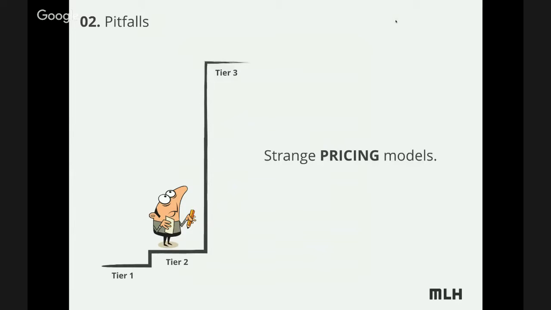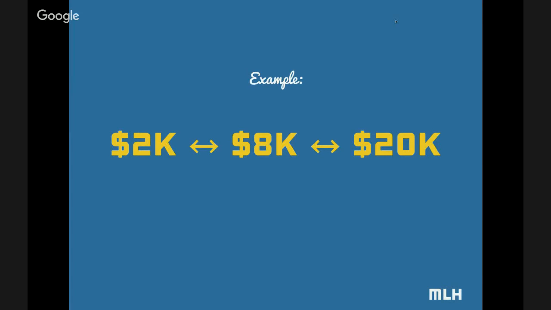Another one is strange pricing models. An example of this is where you have 1 to 2 very low price tiers, and then the third tier is just very off, very expensive. The idea here is that you want to consider the marginal benefit and marginal value when pricing tiers. So I'm going to go over a little bit of an example. Let's say we have a $2,000 inexpensive price, an $8,000 moderate price, and then a $20,000 expensive tier.